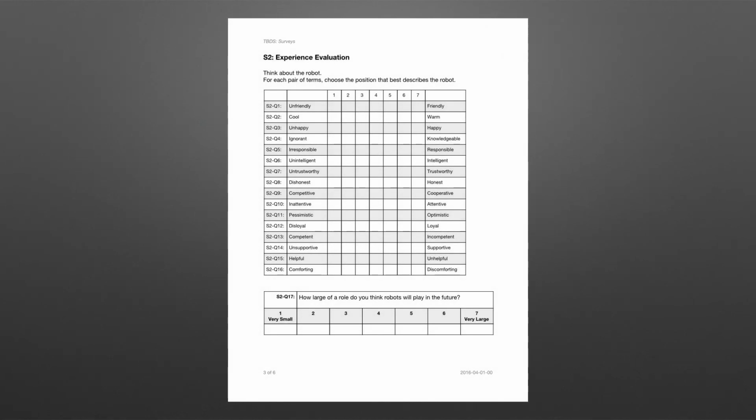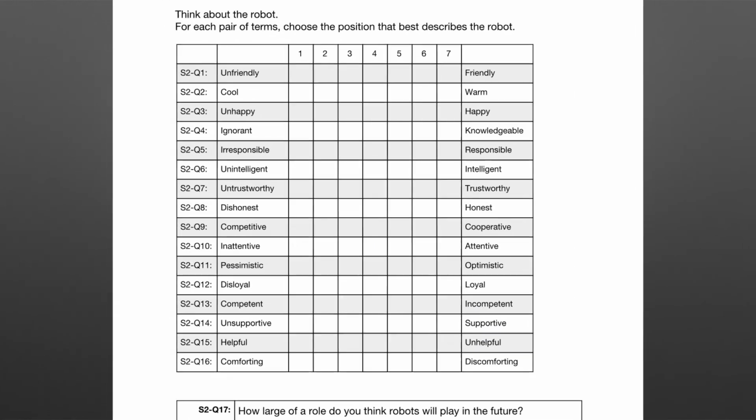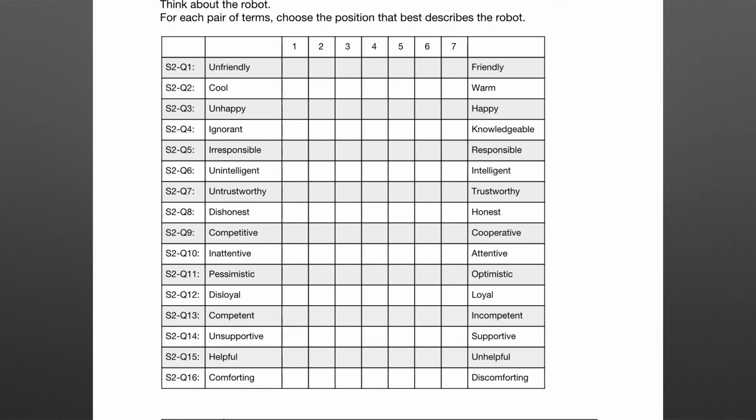Here's another example. This is about a robot in a study, and it's asking you to put a mark where the robot fell on these different scales. They've got these different attributes where they're opposites, right? Trying to get a measure of the user experience or the perception of the robot in this case.